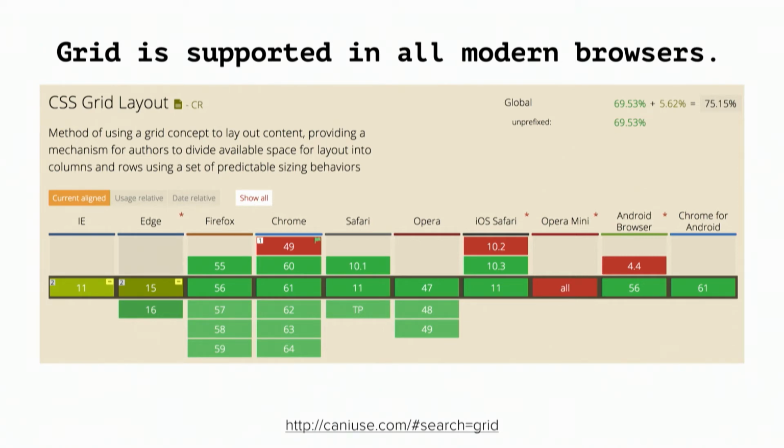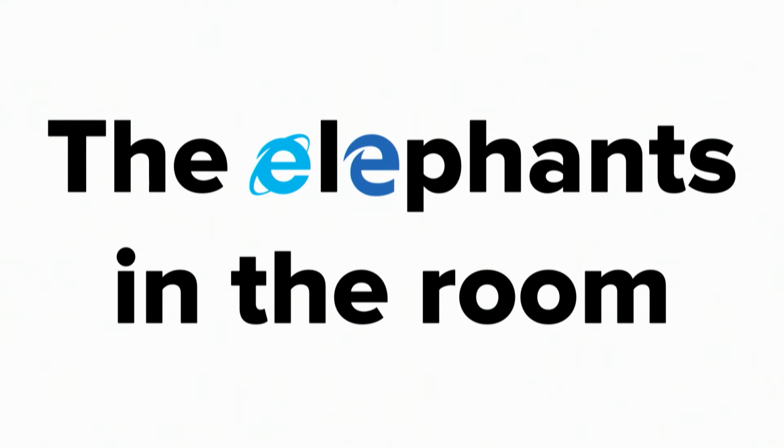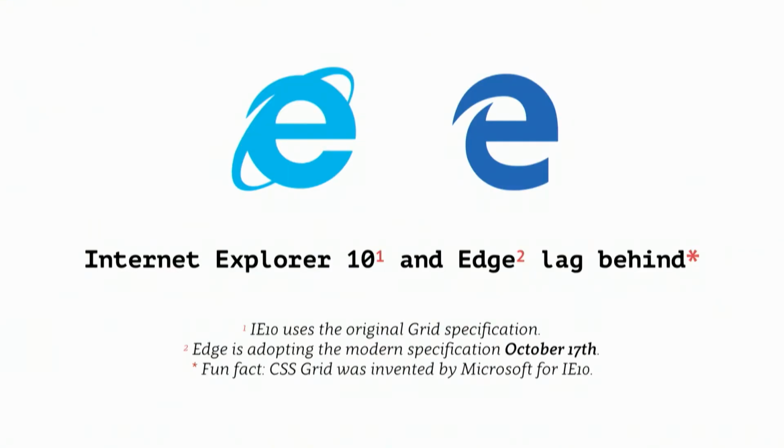Of course, there's a slight modification to this statement. Internet Explorer 10 and 11 support the old spec for CSS Grid. And that's because CSS Grid was created for Windows 8. And it's actually built into the core of Windows. And Internet Explorer is part of the core of Windows. So they can't simply just update the spec inside Windows without rewriting Windows entirely.